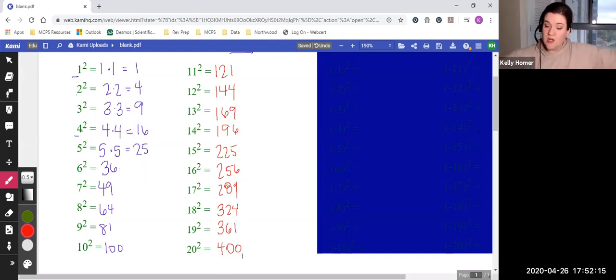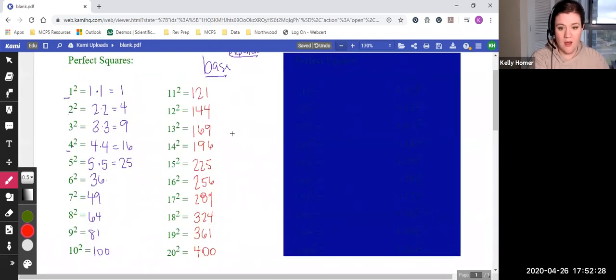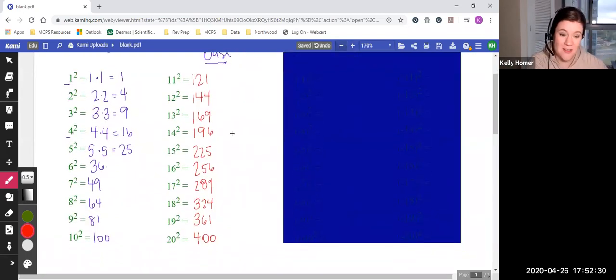So perfect squares. It's helpful to know for lots of different reasons. Put that on your quarantine list of things to do, right? Okay, so beautiful, all those perfect squares.